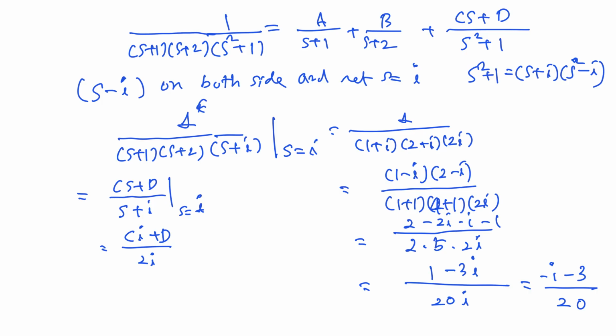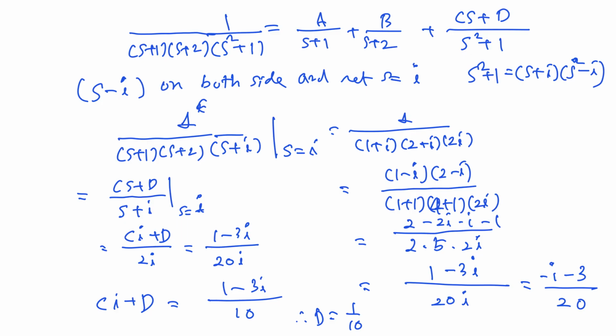Actually, maybe this is better. So this is 20I times 1 minus 3I. So we can actually decide C and D at the same time. So CI plus D is actually 10 over 1 minus 3I. So D is 1 over 10. C is minus 3 over 10, right?